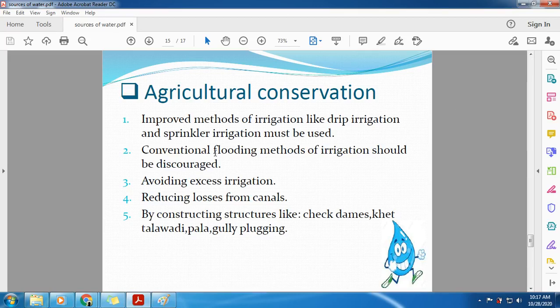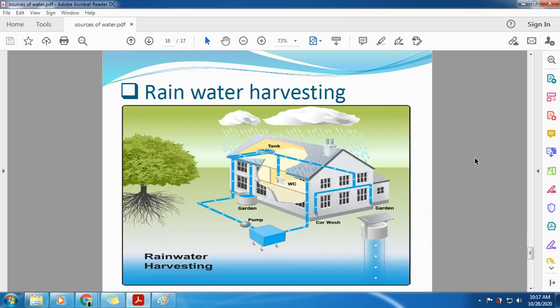Discourage conventional flooding. The perfect example of conventional flooding is the rice paddy. Avoiding excess irrigation, reducing losses from canals, then construction of structures. Okay? Next, rainwater harvesting concepts.